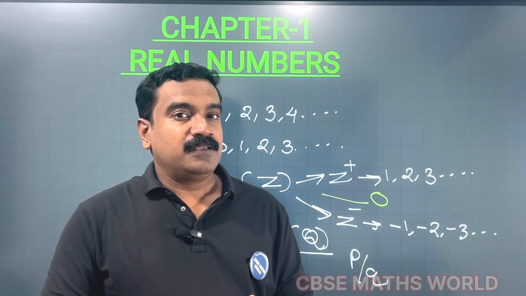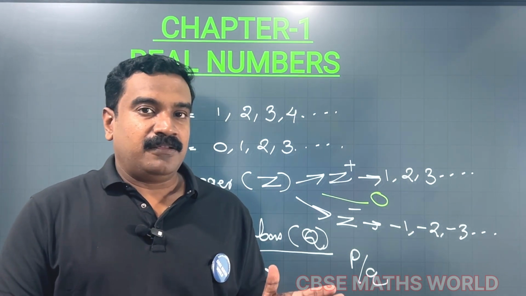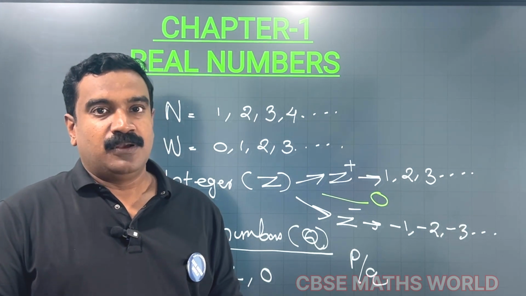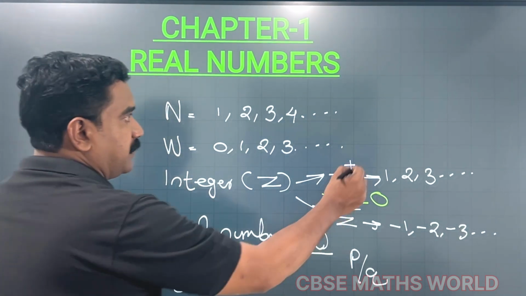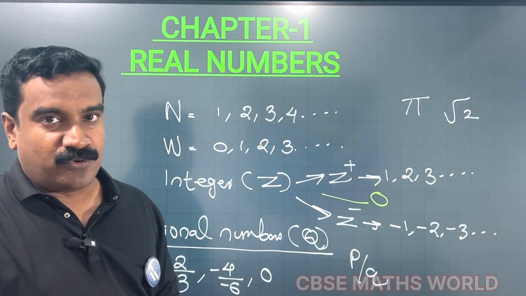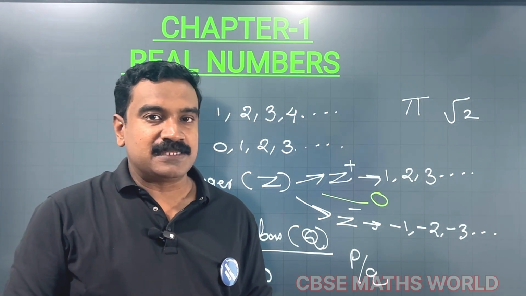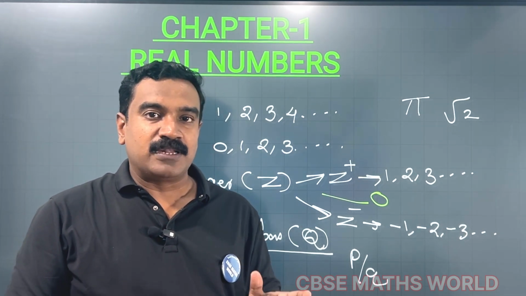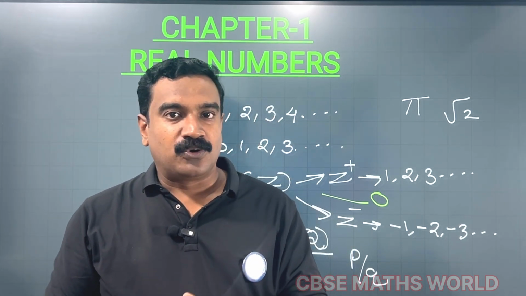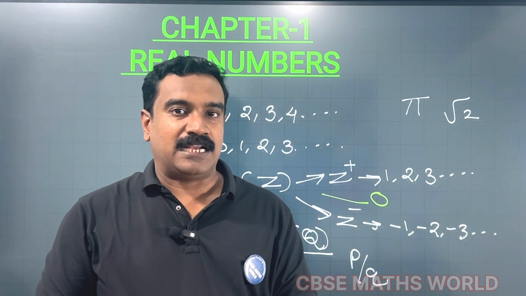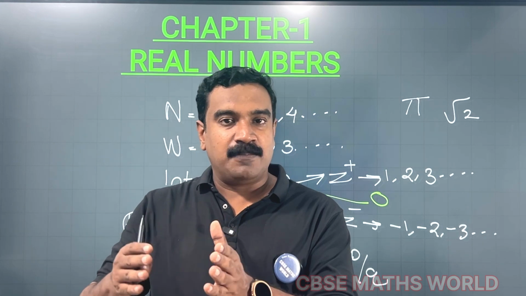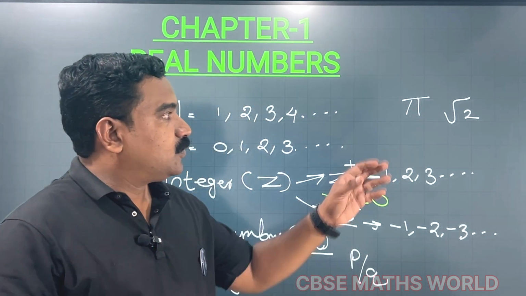Then we discussed irrational numbers. A number we can write in the form p by q is known as a rational number. If we can't write it in the form p by q, for example pi, it is an irrational number. Root 2: for root 2 we don't get an exact value. But when we consider root 4, what is the value of root 4? Root 4 is equal to 2. Root 9 is equal to 3. So root 4 and root 9 are also rational numbers. When we take root 2, we don't get the exact value. It's 1.4 something, going on. So that's why root 2 is an irrational number.